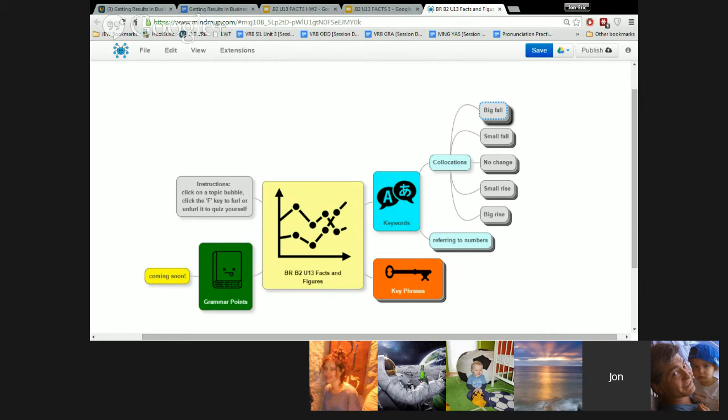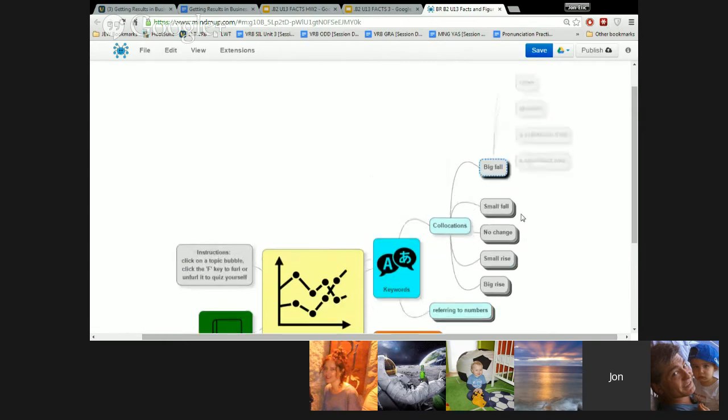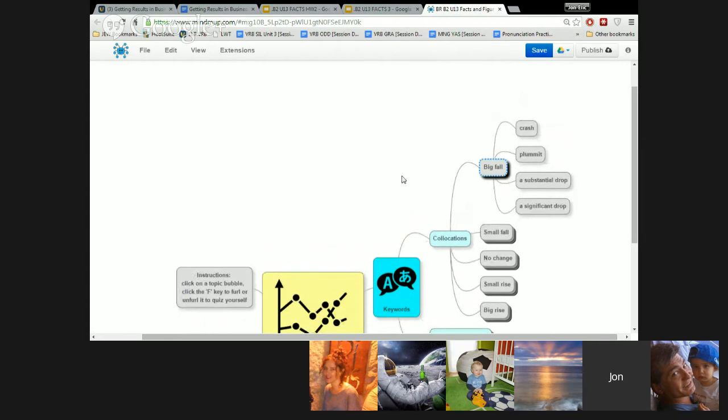Well, the crash would probably be in the red. It would probably cross the line to go into debt, so probably it would be in the red. In the black is probably good. Right? Okay, yeah. In the red. So look, let's open it up and take a look. Crash, plummet, a substantial drop, a significant drop. Those are the three that I have.